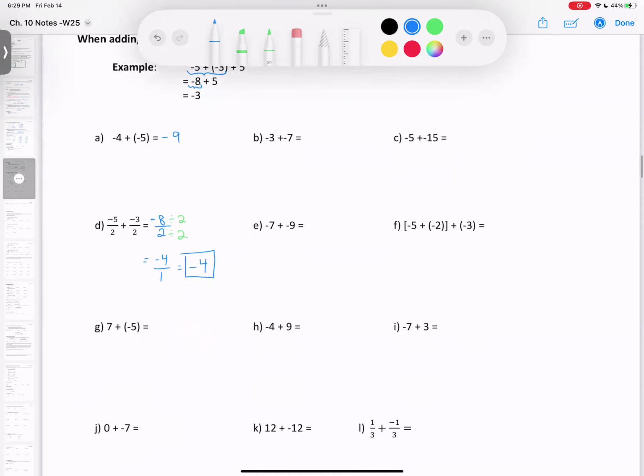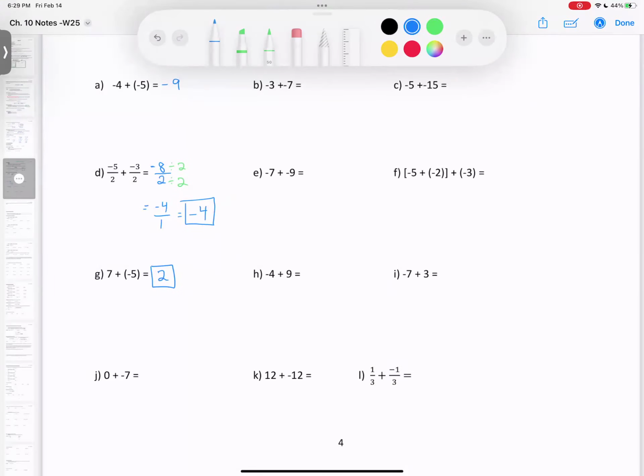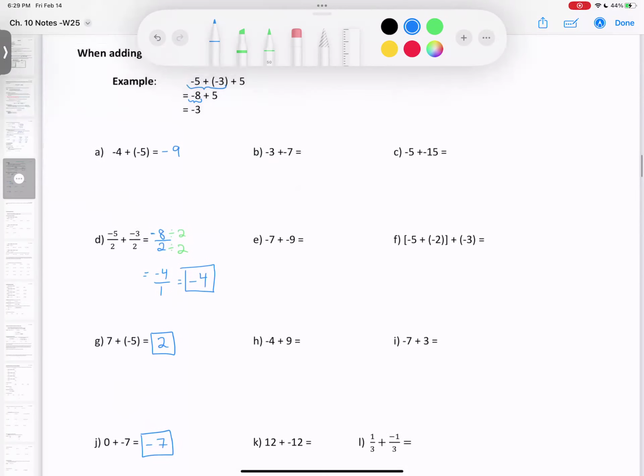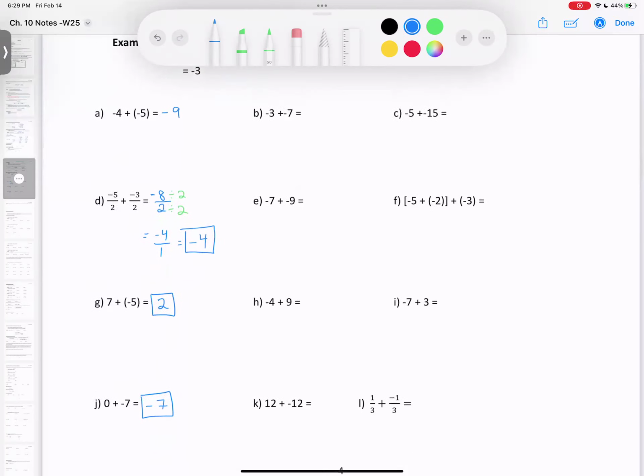Okay, G, we have 7 plus -5, so bigger minus smaller number. 7 minus 5 gives me 2. Take the sign of the bigger number, which was the 7, which was positive. And J, we have 0 plus -7. So we had $0 and now we owe 7. Well, that means we still owe $7. So our answer then here would be -7. Okay, so go ahead and try the next ones and then come on back and we'll do them together.